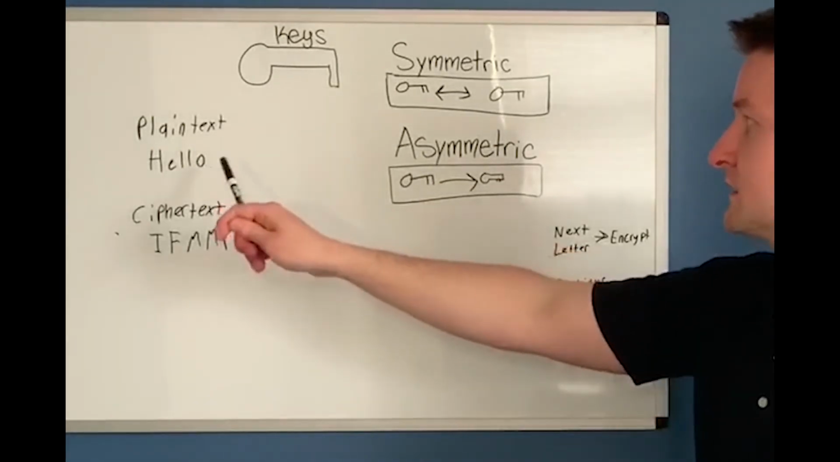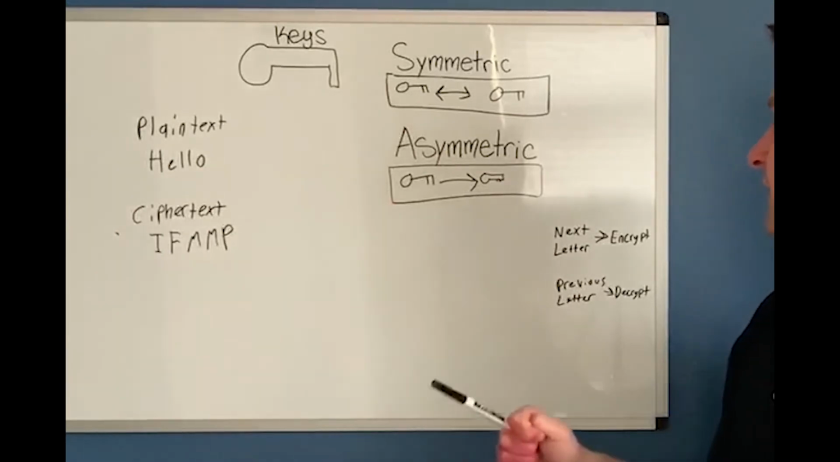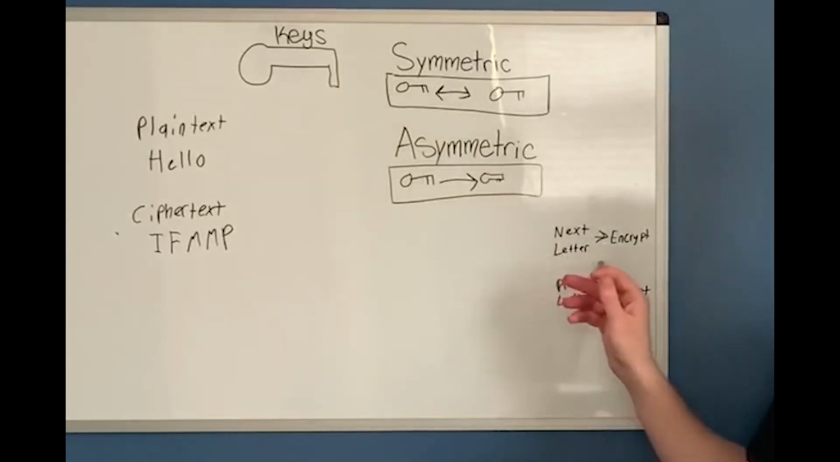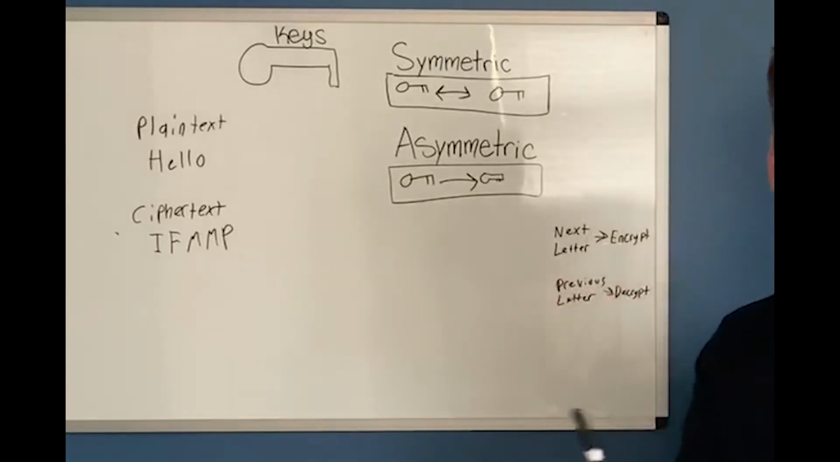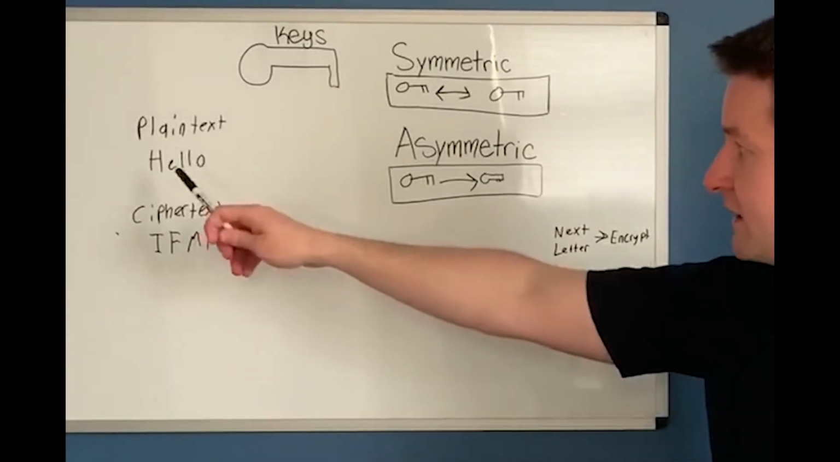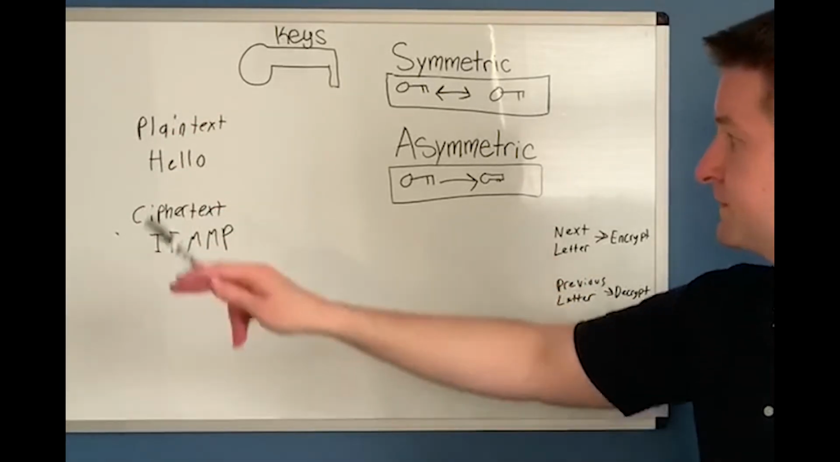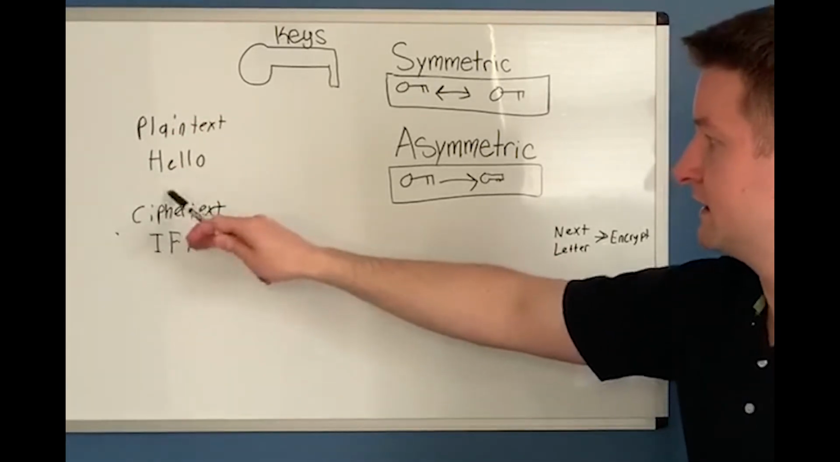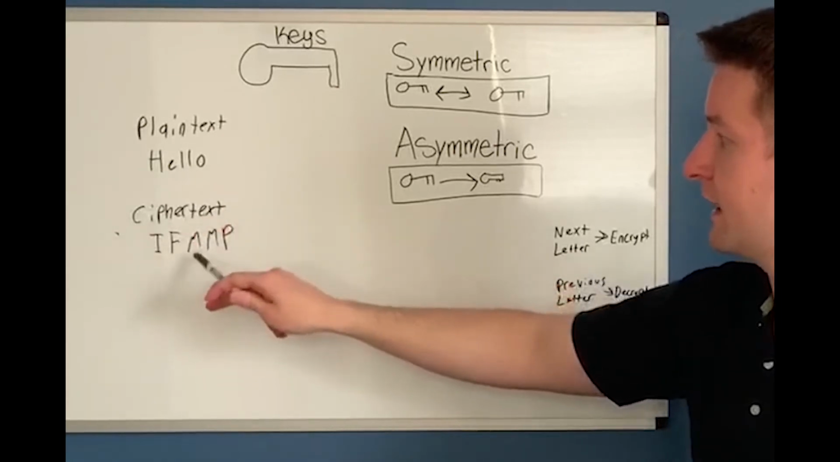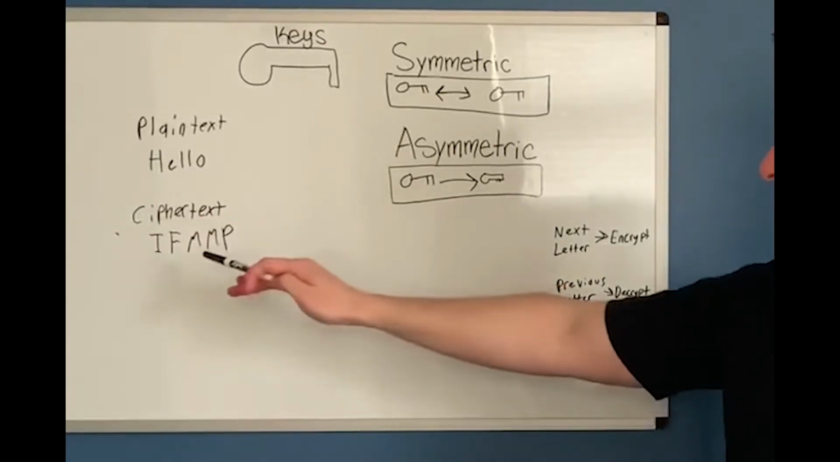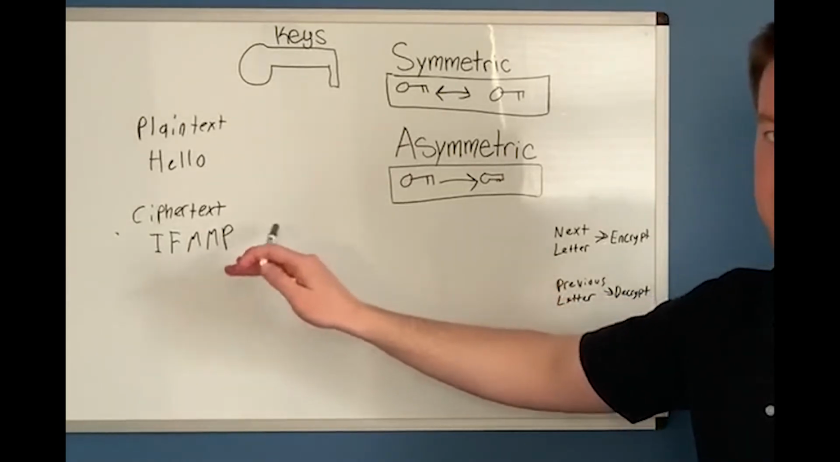For this plain text, we're going to run it through a key. My key, or my encryption, is going to be called next letter. I'm going to use that to encrypt. All I'm going to do is take each letter and go to the next letter of the alphabet, and that'll be my ciphertext. So I'll turn my H into an I, an E into an F, an L into an M, an L into an M, and an O into a P. So I'll have my ciphertext of IFMMP.